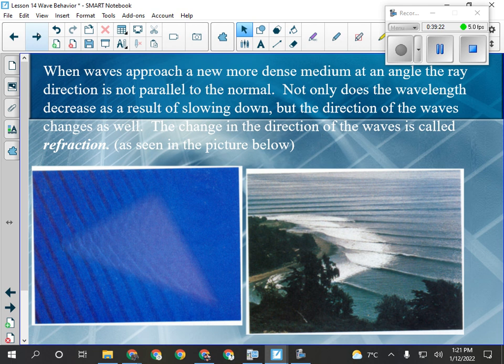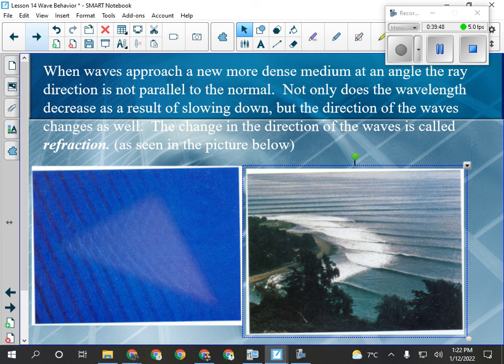Okay, so when waves approach a more dense medium at an angle, and the ray direction is not parallel, the wavelength and the speed both change. And that's what we see actually in this picture here. Out here, the waves are actually pretty close together, but here at the shore, they look different. That's because near the shore, they're getting essentially slowed down. So out here, they're getting slowed down, and what that's doing is it's causing them to fan out.